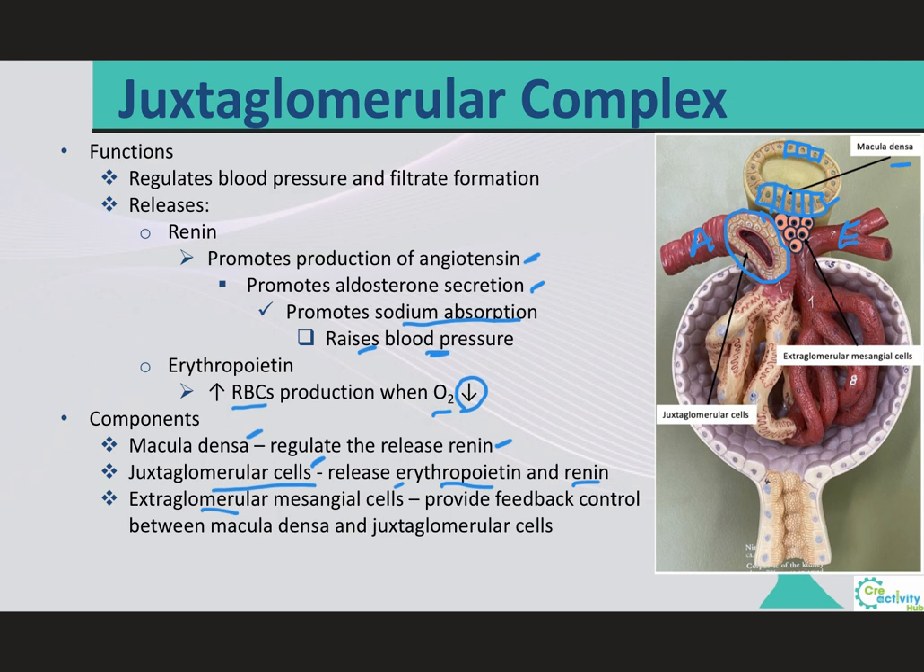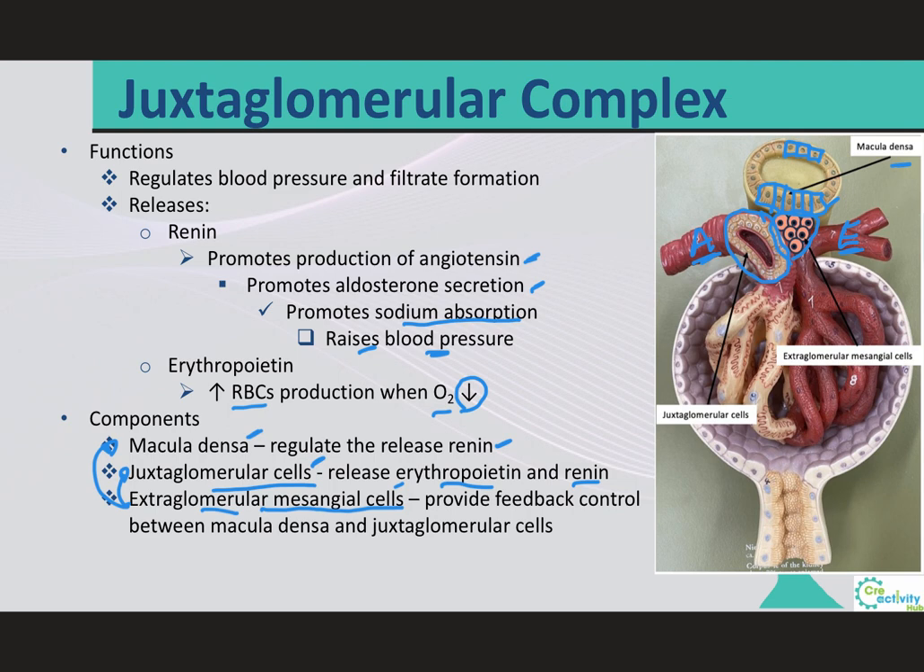Now, the last component of the juxtaglomerular complex are the extraglomerular mesangial cells. They were not represented on the model, so I did draw them here. They're located in the triangular space between the afferent and efferent arterioles. And these cells will provide feedback control between the macula densa and the juxtaglomerular cells.